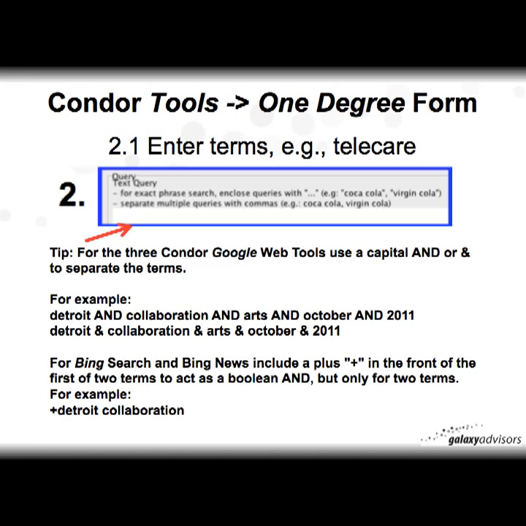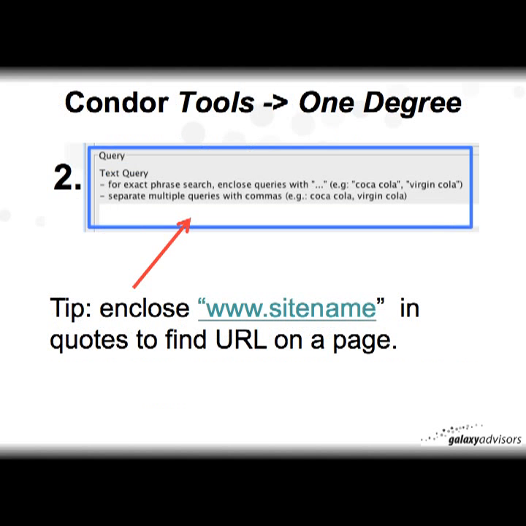For Bing, it uses a different syntax. For Bing, you need to use a plus in front of the first 2 terms to act as a Boolean and, but only for 2 terms, such as plus Detroit space collaboration. Now, in the query tool also, if you include a site name such as www in quotes, it will find the URL on a page, not the actual hard link that links web pages together, but just the name.